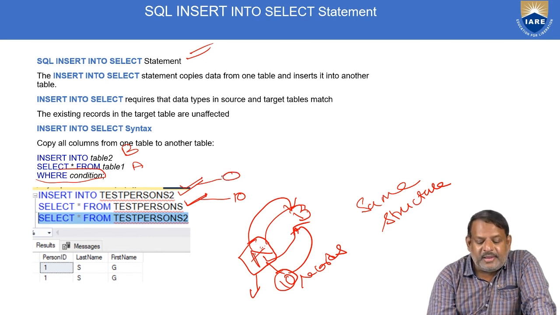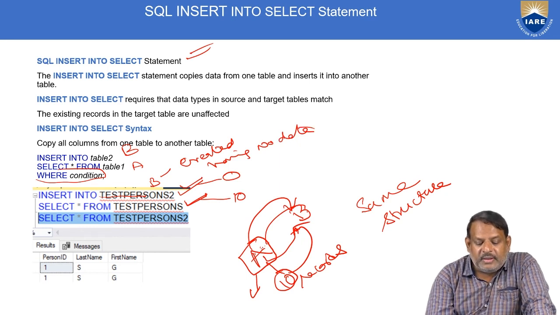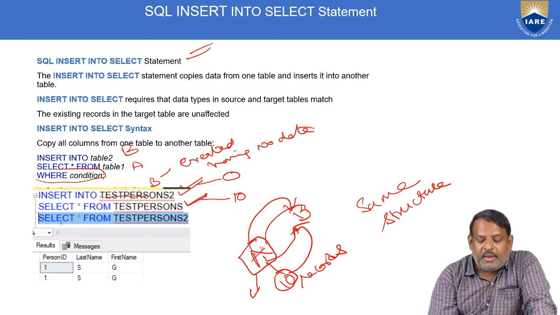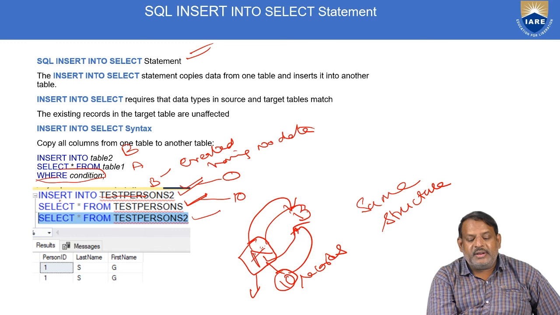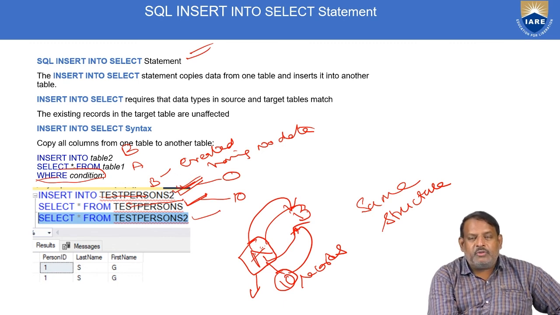No data is there. I'll say INSERT INTO the new table, B here. This B should be already created, having no data. So INSERT INTO the second table B, SELECT * FROM the existing table A. And you don't give the WHERE clause. If you don't give the WHERE clause, all the data will be copied. When I execute this statement, INSERT INTO test persons 2 SELECT * FROM test persons, all the data from test persons will be copied to test persons 2. And if you don't give the WHERE condition, all data will be copied.